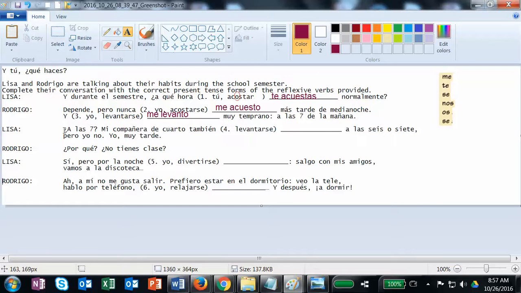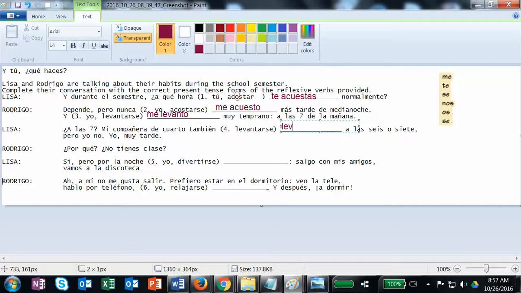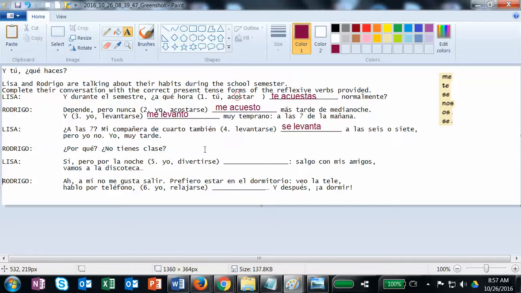So then Lisa says, "A las 7, mi compañera de cuarto también." So now we're talking about compañera de cuarto, which is the same thing as ella. So we have levant. For ella, it would be an A. And then the reflexive pronoun for ella would be se. So, mi compañera de cuarto también se levanta a las 6 o 7, pero yo no, yo muy tarde. "¿Por qué? ¿No tienes clase?" "Sí, pero por la noche yo," and then we've got divertir.